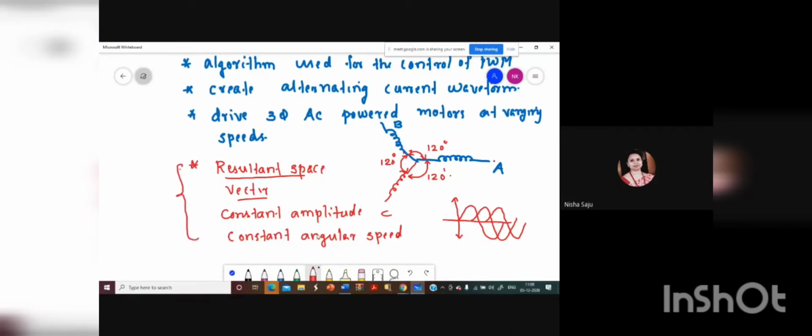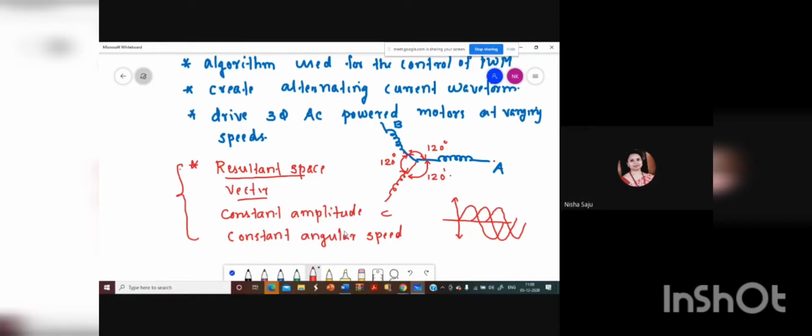Okay, this is the concept which is analogous to space vector modulation also. Anyway, you have to develop a resultant space vector that rotates at constant angular speed and has a constant amplitude. So we have to treat the sinusoidal voltage as a constant amplitude vector rotating at constant frequency. That is the basic concept associated with space vector modulation.